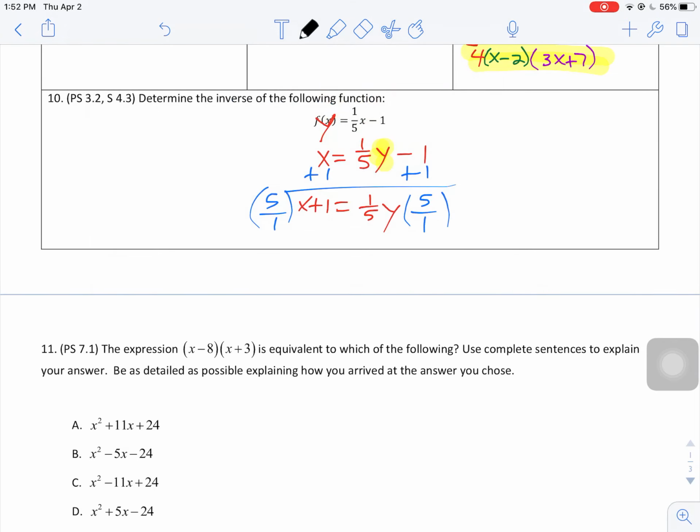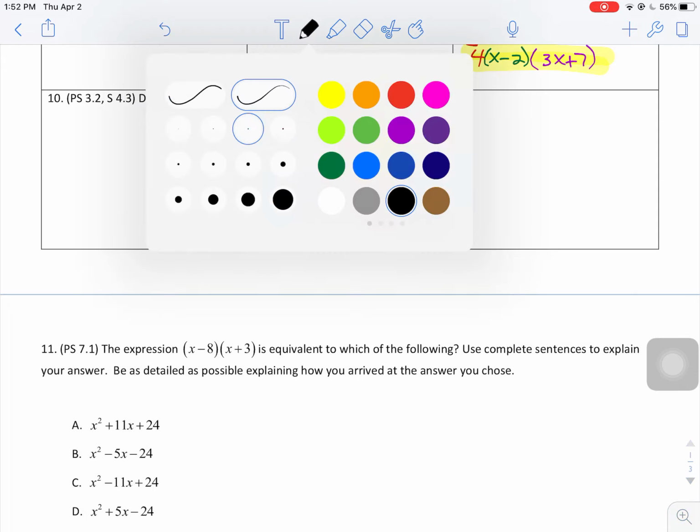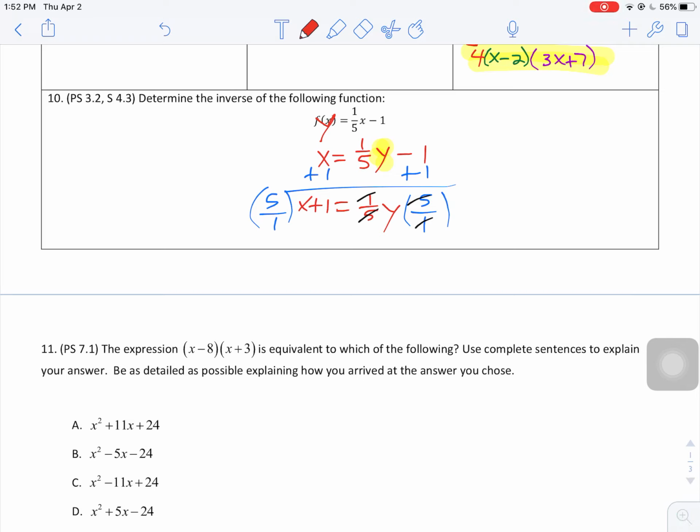So everything over here on the right side cancels. 5 divided by 5 cancels, 1 divided by 1 cancels, and you're just left with the y. And then on the left side, that 5 in the front is supposed to be multiplied by the x and the 1. So you'll want to do 5 parentheses x plus 1.